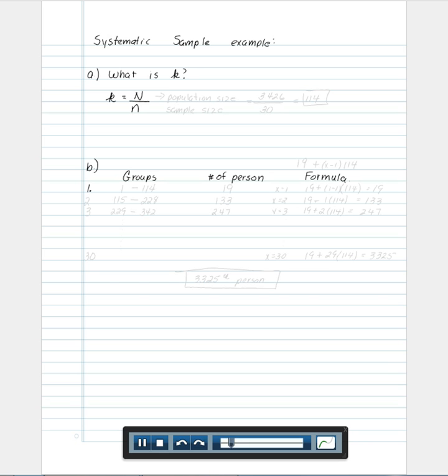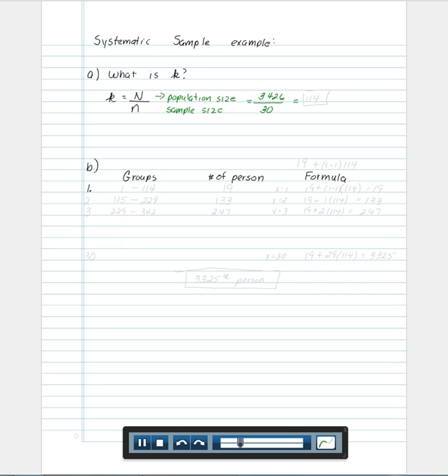Okay, the first thing we're going to take a look at is the formula for K, which we can see in our lecture notes or in the textbook, which is N divided by n. Now that's an uppercase N over lowercase n. The uppercase N stands for the population size, and the lowercase n stands for the sample size. So in this particular problem, the uppercase N is 3,426, and the sample size that you would like to use for this particular survey is 30.